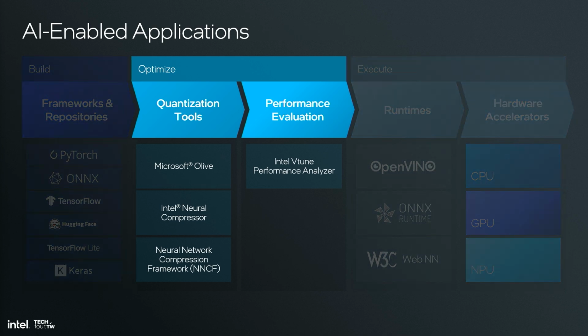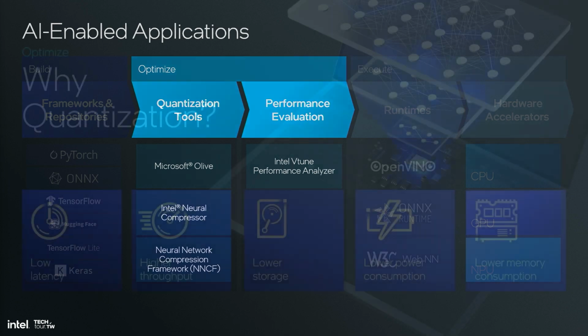First of all, dealing with quantization. Obviously, Intel supports the Microsoft Olive package of quantization for the Windows platform. We also have an Intel Neural Compressor, which bundles up a tremendous amount of algorithmic work for compression. And lastly, there's a Neural Network Compression Framework from Intel that is embedded into our OpenVINO software platform. So when it comes to compression, there's a lot of work to do, and a lot of algorithms that need to be processed.